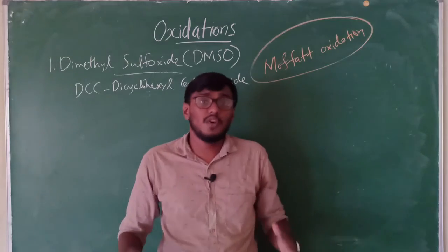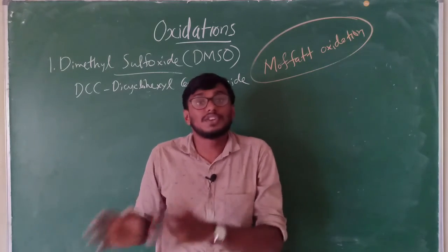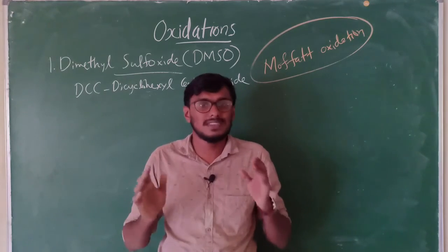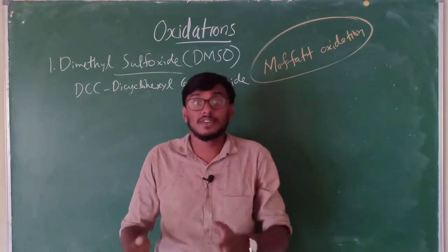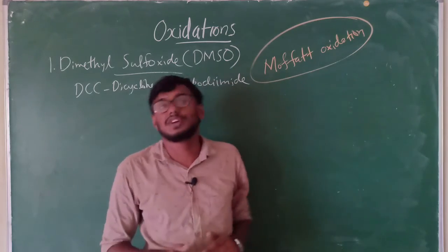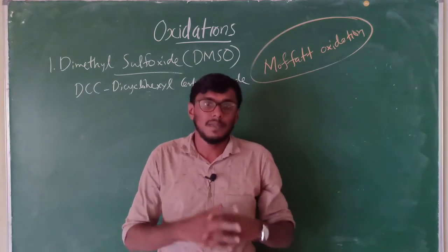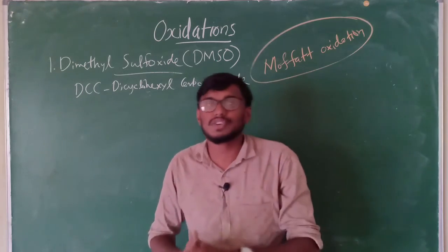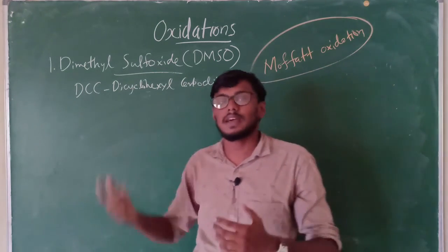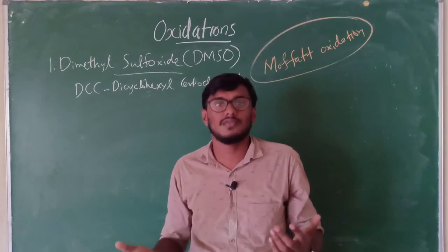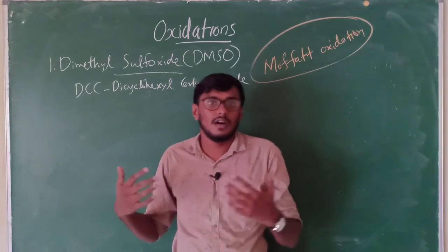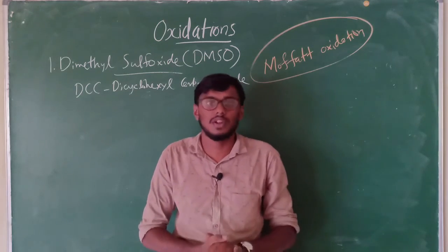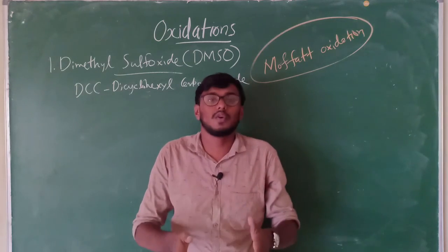In this video, we discussed the oxidation reactions of alcohols to carbonyl compounds, especially using DMSO, that means dimethyl sulfoxide, in presence of DCC, known as Moffatt oxidation reactions, with an example. In the next video, we are going to discuss some more oxidation reactions using DMSO in presence of oxalyl chloride, then acetic anhydride, etc. So we can wind up this video here. Thank you.